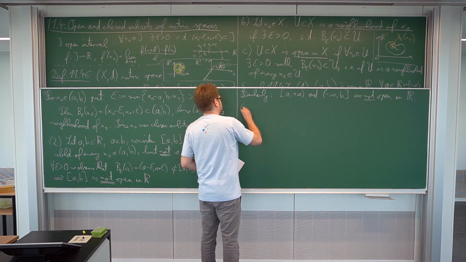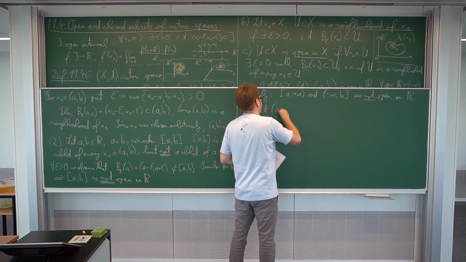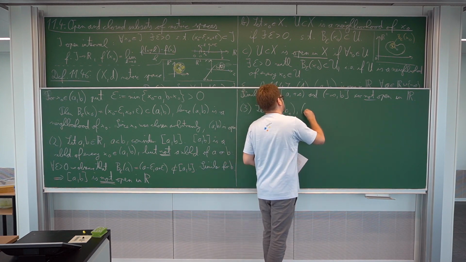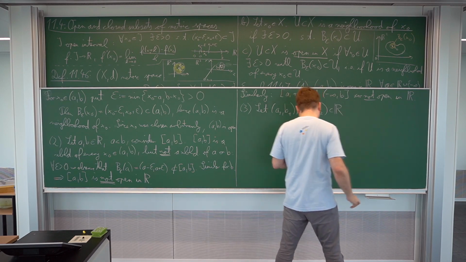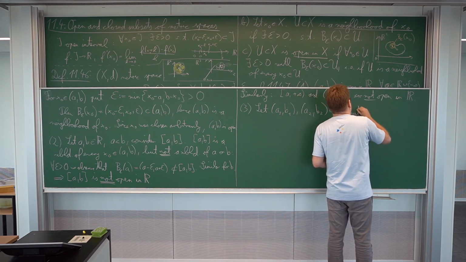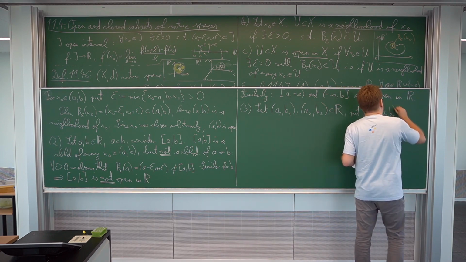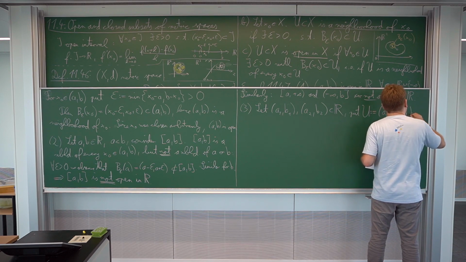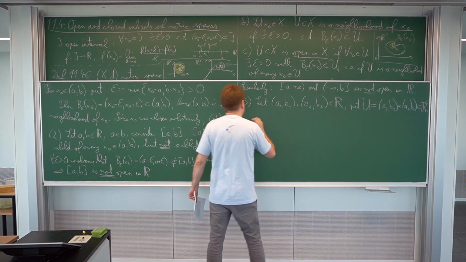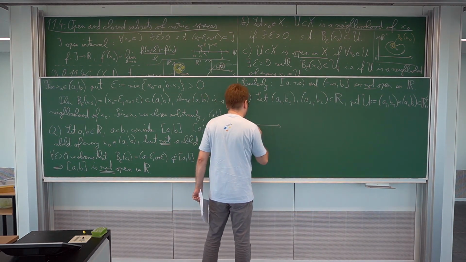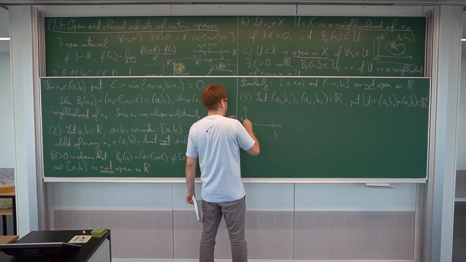Okay, let's increase dimensions. Let's take two open intervals in R, (a1, b1) and (a2, b2), and consider U to be the product of these two intervals as a subset of R2. What's this geometrically? It's easy to see. This is simply a rectangle. So here we would have a1, b1, let's say here a2 and b2.